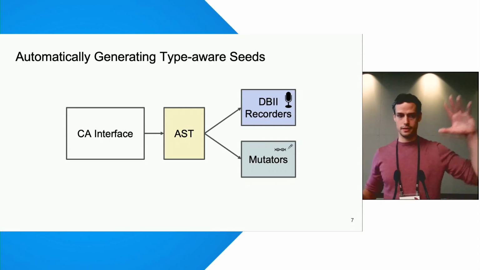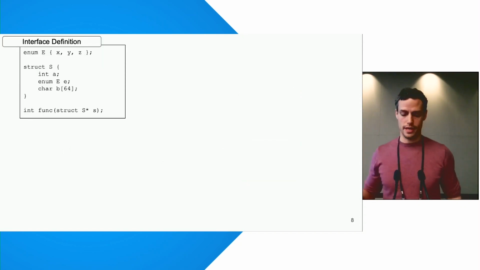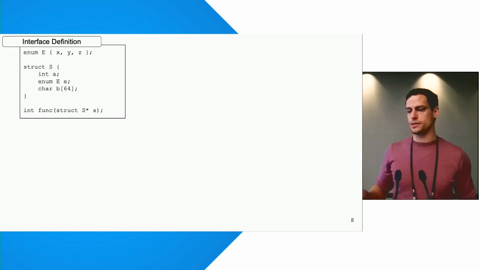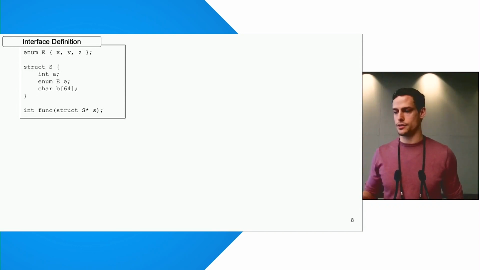So now let's look into a little bit more detail of these introspection recorders and these mutators that we generate from the abstract syntax tree of these client application interfaces. Here's just a simple example for an interface definition. You see a function that takes a pointer to a struct. This is C. This struct definition is also here. It has 3 members, one of them being an enum that has 3 values, right?